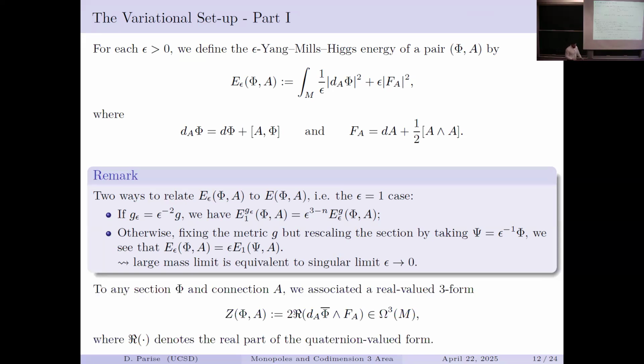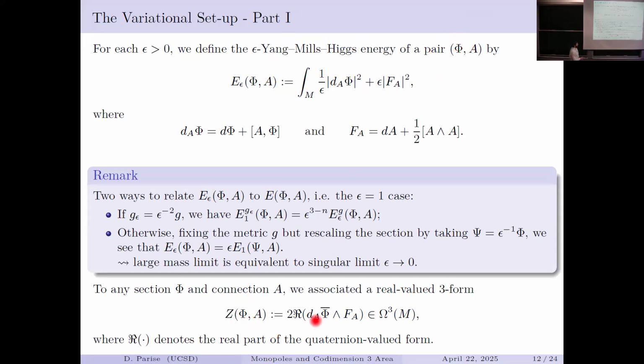Okay, so I want to relate this family of functionals to the area functional. What is the area functional of this generalized submanifold? And the area functional that we introduced before was this mass. So in particular, to actually get a limiting current out of this, I need to associate a current at the epsilon level.